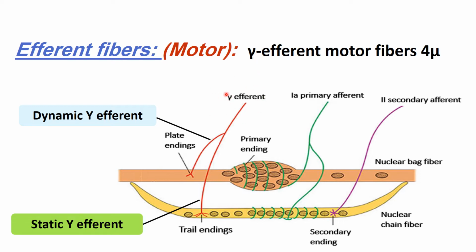These gamma efferent motor fibers are of two types. Either dynamic gamma efferent, which end on the receptor responsible for the dynamic response. Which one? Yes, nuclear bag. And static gamma efferents end on nuclear chain, because nuclear chain is responsible for static response. So gamma efferent is either dynamic or static. Dynamic ends on nuclear bag mainly, and static ends on nuclear chain mainly.